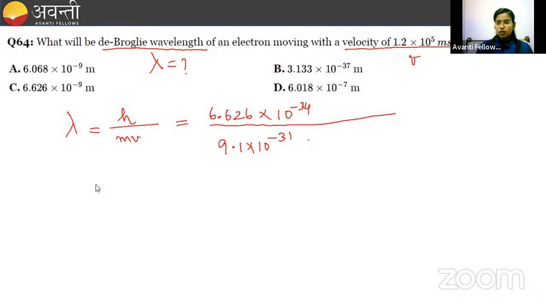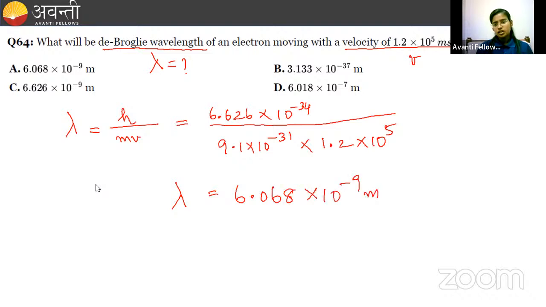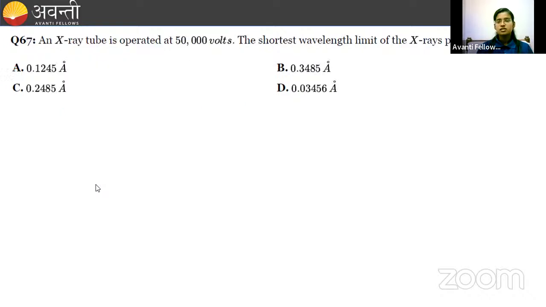Now substitute the value of v. So it is 1.2 into 10 to the power 5. So the lambda is equal to 6.068 into 10 to the power minus 9 meter. Okay. So option A is the correct answer for this question. Clear? This is a direct substitution using lambda is equal to h by mv. All right. Now coming to question number 67.